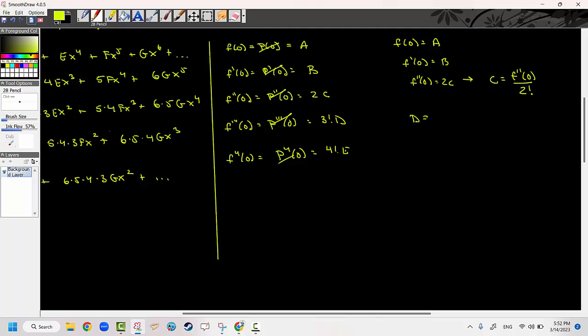Hopefully it's not too much of a stretch to know that D is going to be f triple prime of 0 over 3 factorial, and E is going to be f quadruple prime of 0 over 4 factorial.